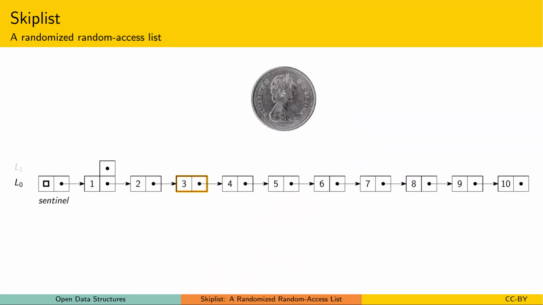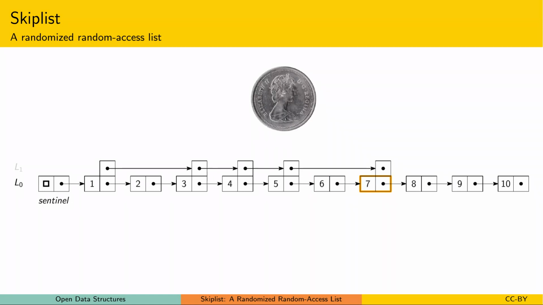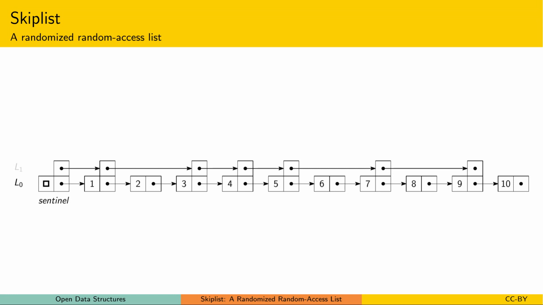Heads, we keep it. Heads, we keep it. Tails, we leave it. Heads, we keep it. Tails, we leave it. Heads, we keep it. Tails, we leave it. At the end of this process, if any of the nodes made it into L1, then we tack a sentinel node onto the front of this, and this gives us L1.